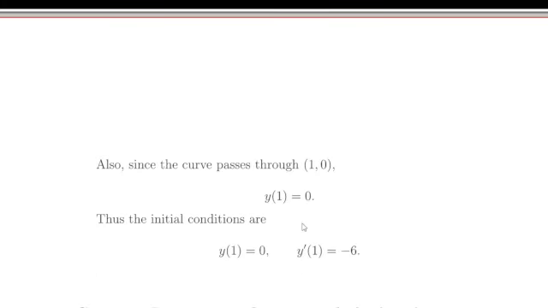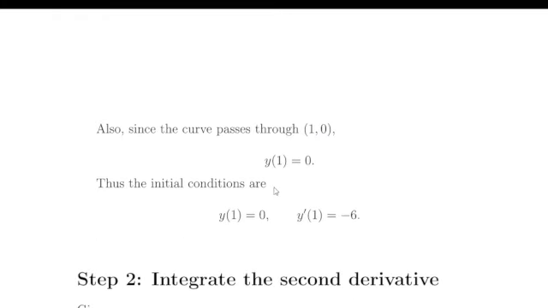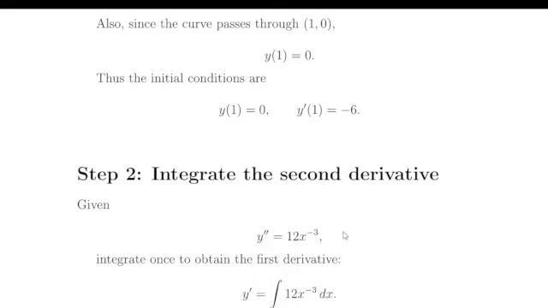Now we move on to the point here. So we know it passes through (1, 0). That's another point, by the way. So y of 1 is 0. And so we have the initial conditions now: y of 1 is 0 and y prime of 1 is -6.